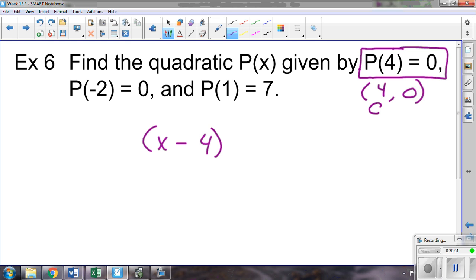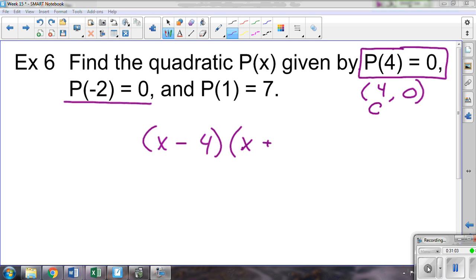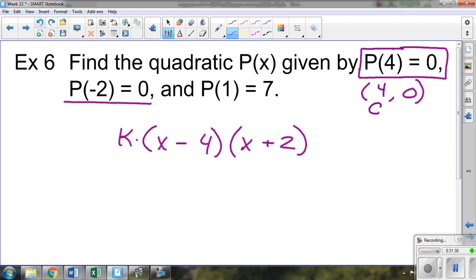Similarly, having P of negative 2 equals 0 will give us the factor x subtract a negative 2, which we know is x plus 2. And so we have a factored form. With the issue, we still do not know what this constant k is supposed to be. We don't know the leading coefficient. It's not 7 though. We will use the third criteria to give us what we'd like.